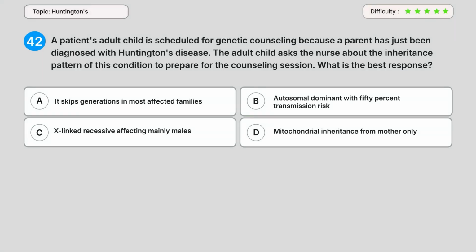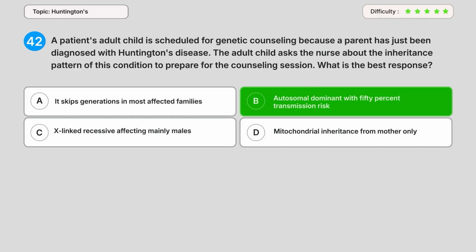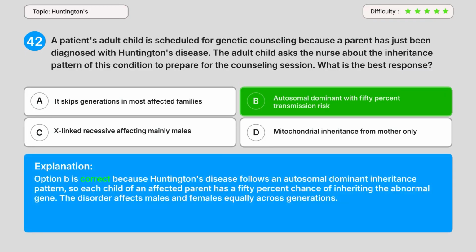Correct answer. B. Autosomal dominant with 50% transmission risk. Huntington's disease follows an autosomal dominant inheritance pattern, so each child of an affected parent has a 50% chance of inheriting the abnormal gene. The disorder affects males and females equally across generations.